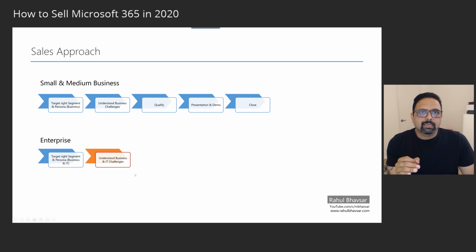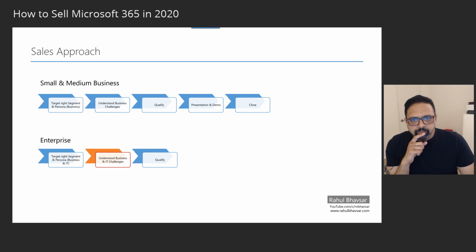Understanding business challenges as well as IT challenges is critical, because you might end up striking a good balance on the business side, but if there is a blocker on IT, they will block that. So ensure that you have both types of people, both personas, in control, and you understand their challenges and position that. Qualify again based on the way you want to qualify an enterprise.